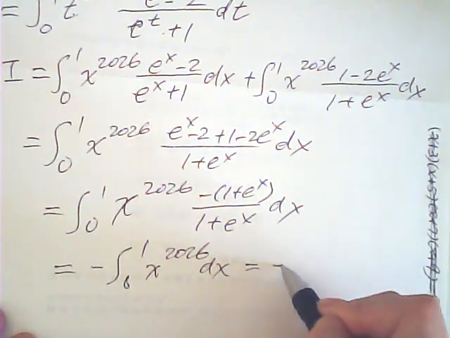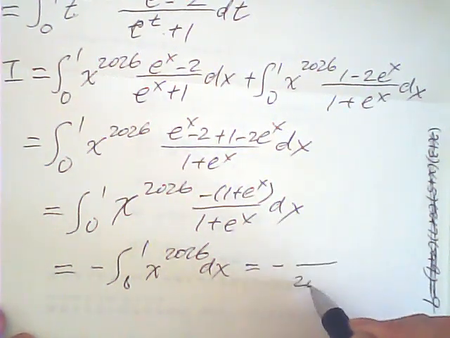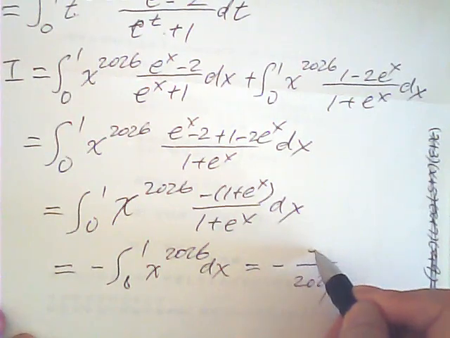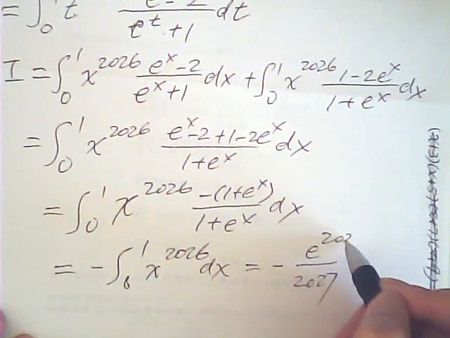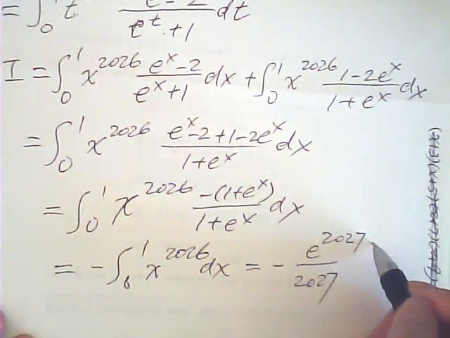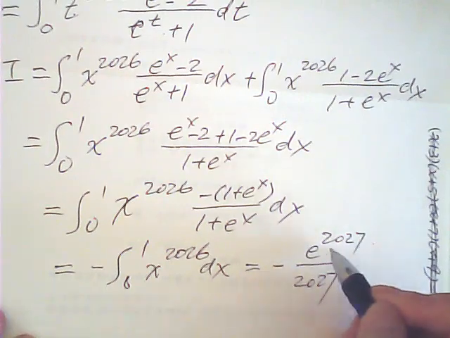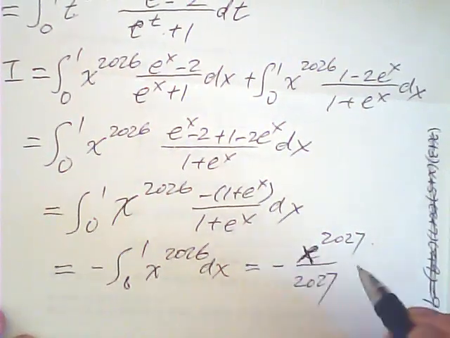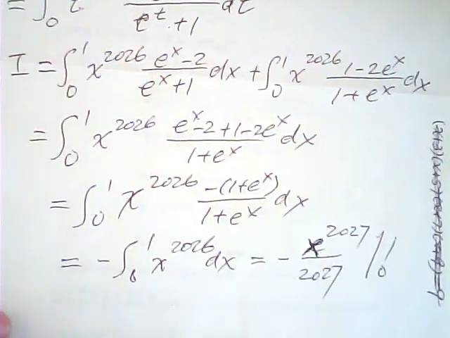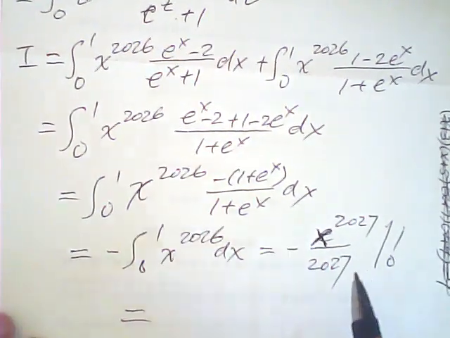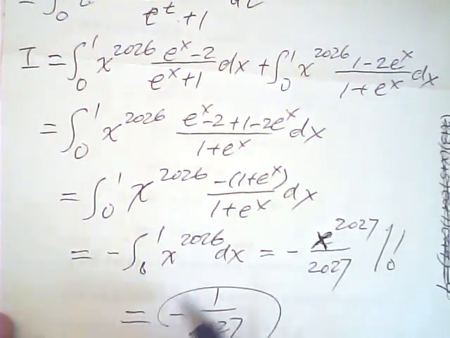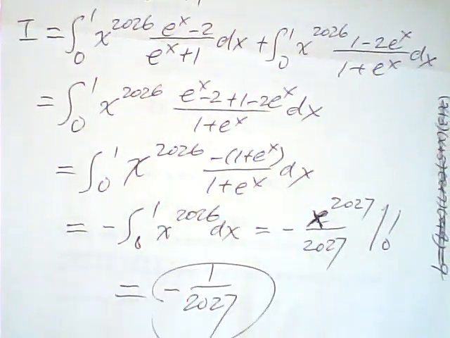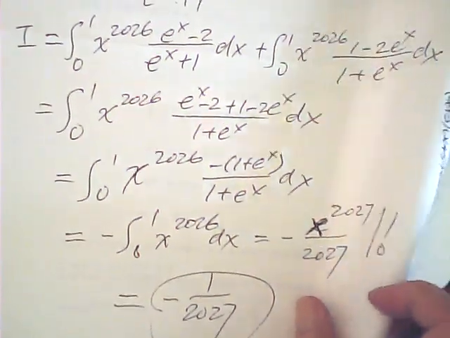So this becomes a negative x^2027 over 2027, from 0 to 1. So this eventually becomes a negative 1/2027. Okay, that's method 1. Now method 2.